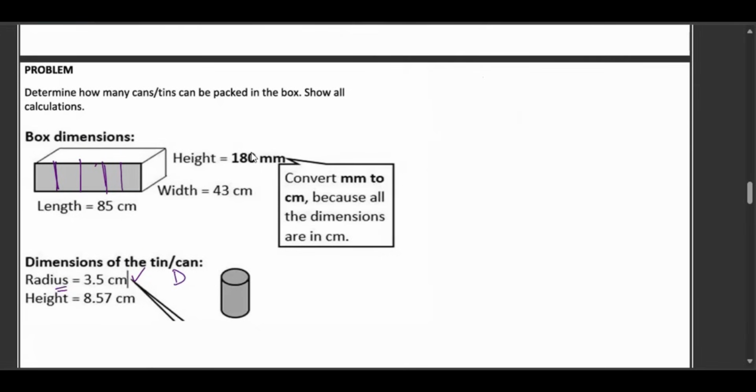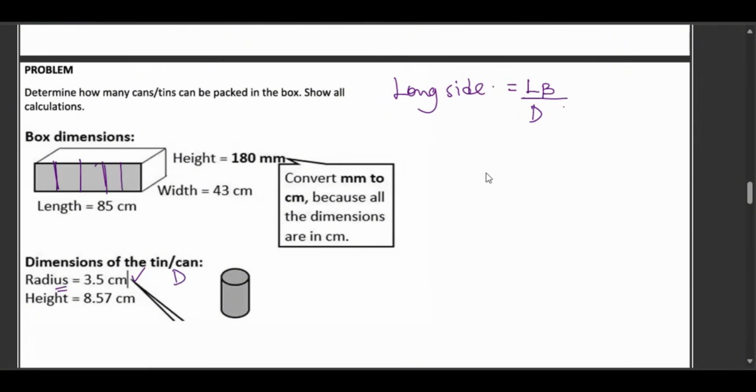Okay, how many cans will fit? So ask yourself, on the long side, how many will fit? So what are we going to do? We shall take the length of the box divided by the diameter of the can.